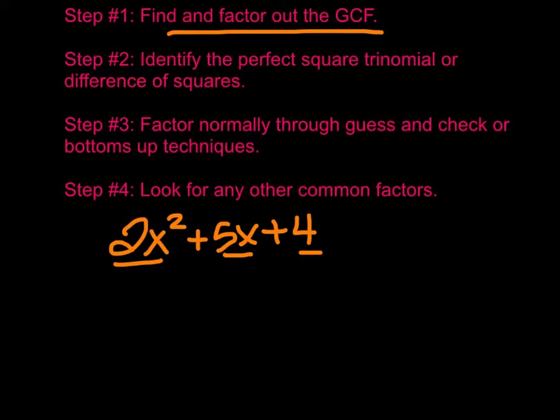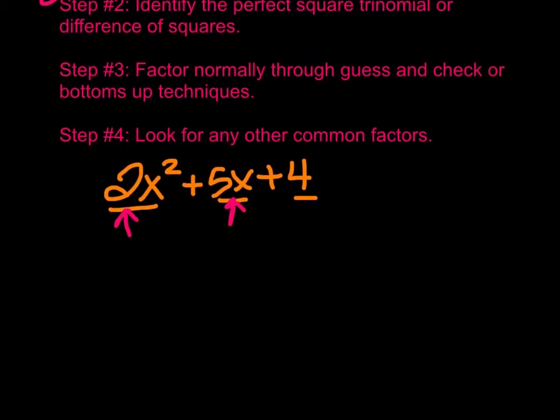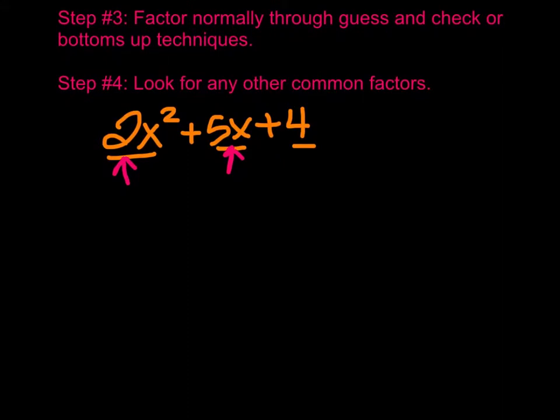After that, we need to identify a perfect square trinomial or a difference of squares. We have a middle term, so it's not a difference of squares. As well, 2 is not a squared number, so it is not. Step 1 and step 2 are taken care of. We can't do anything there. Now we need to see if we can factor normally through guess and check or bottoms up. So let's try that. I'm going to make my big old X because I like to use bottoms up.